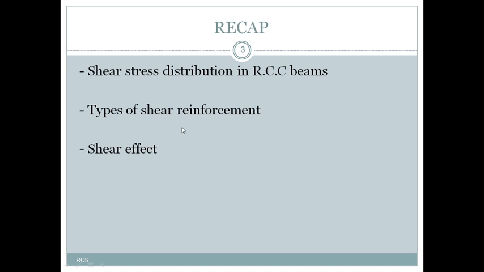Then we have the shear effect. What is the shear effect? Why should we provide this shear reinforcement? Those things we discussed under shear effect. For this we chose one particular beam, that is, a simply supported beam subjected to a UDL throughout.